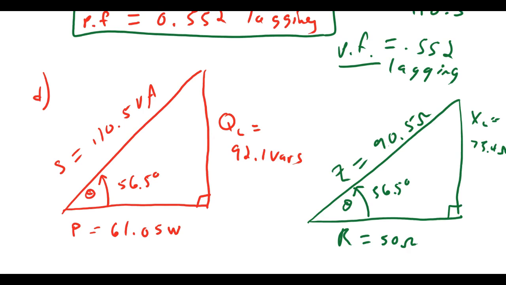Now, it might be important to point out here that these triangles are considered lagging triangles. This is an inductive circuit. Inductive circuits are considered to be lagging circuits because the current lags the voltage in the inductive circuit. That means that the power factor lags, theta lags. We draw the triangles like this. We call them again lagging triangles.